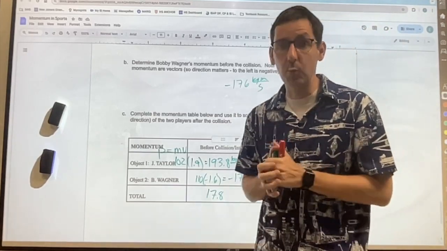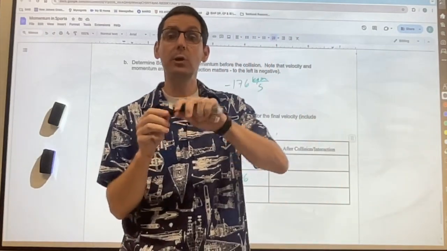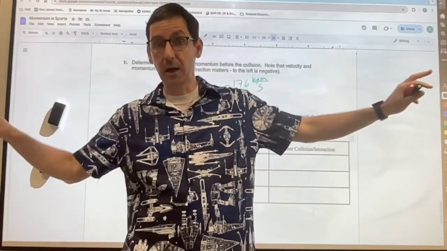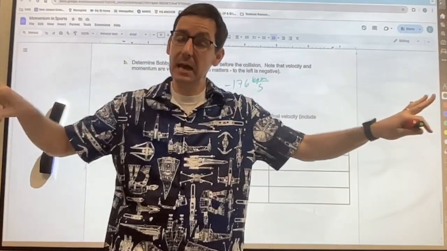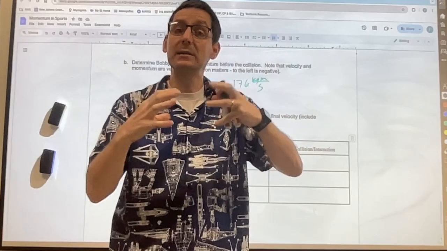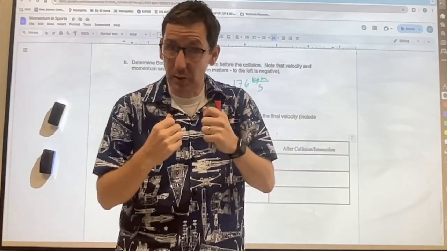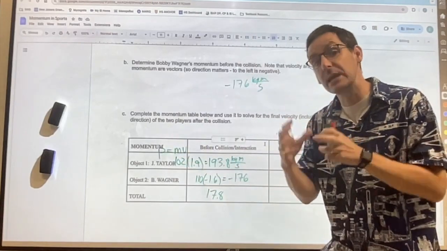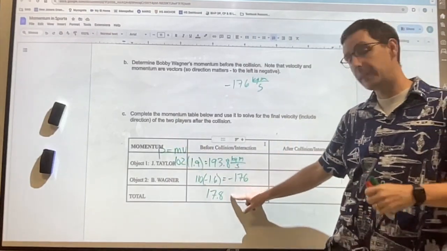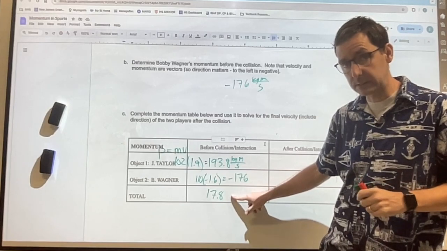Remember when we talked about the gun in class, the bullet went one way, the gun went the other. They were both moving quite fast, but because one was positive, the other was negative, it was possible that the total momentum added up to 0, which is what the momentum was before. So same thing here, they're moving in opposite directions. Therefore, the total momentum at this point is only 17.8.